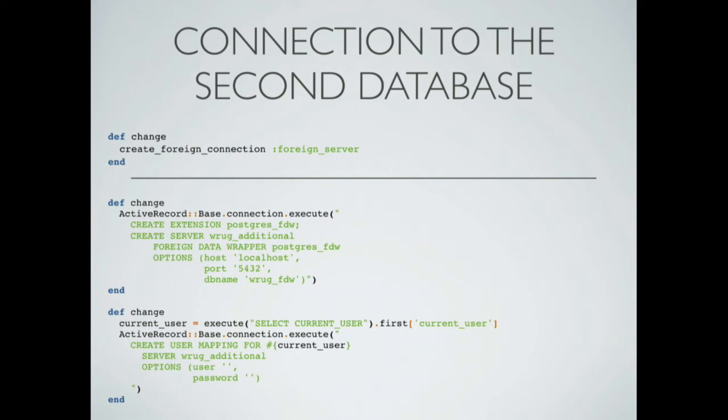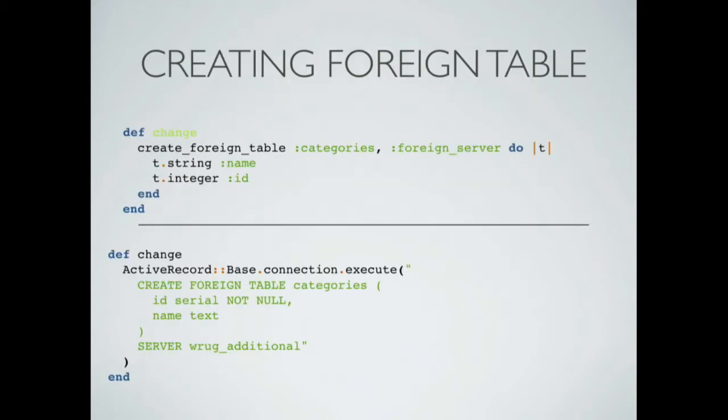And when we are using SQL, we need to first install the extension, then create a proper connection between these two databases, and then map users between the two databases so they can actually communicate with each other. And then we need to create this foreign table, so this table that will act as a proxy between two databases. And with Immigrate, it's quite easy. We are just defining the name of the table and the server that we are using.